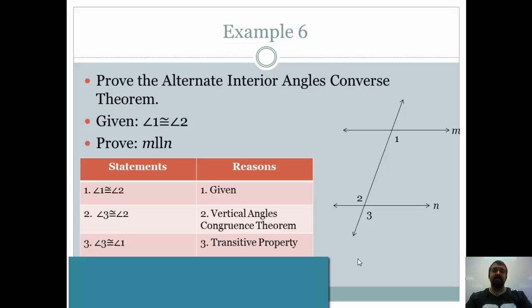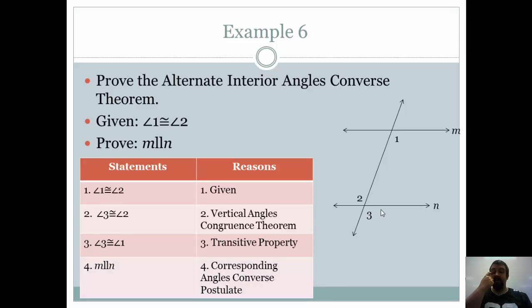And last but not least, if I have angle 1 and angle 3 being congruent, those are corresponding angles, they're congruent, and I know that if corresponding angles are congruent, then the lines have to be parallel. The beautiful thing about that is the corresponding angles converse is a postulate. I never have to worry about proving that one. I can always use postulates in a proof. So if I pull up the corresponding angles converse postulate here, my proof is done.